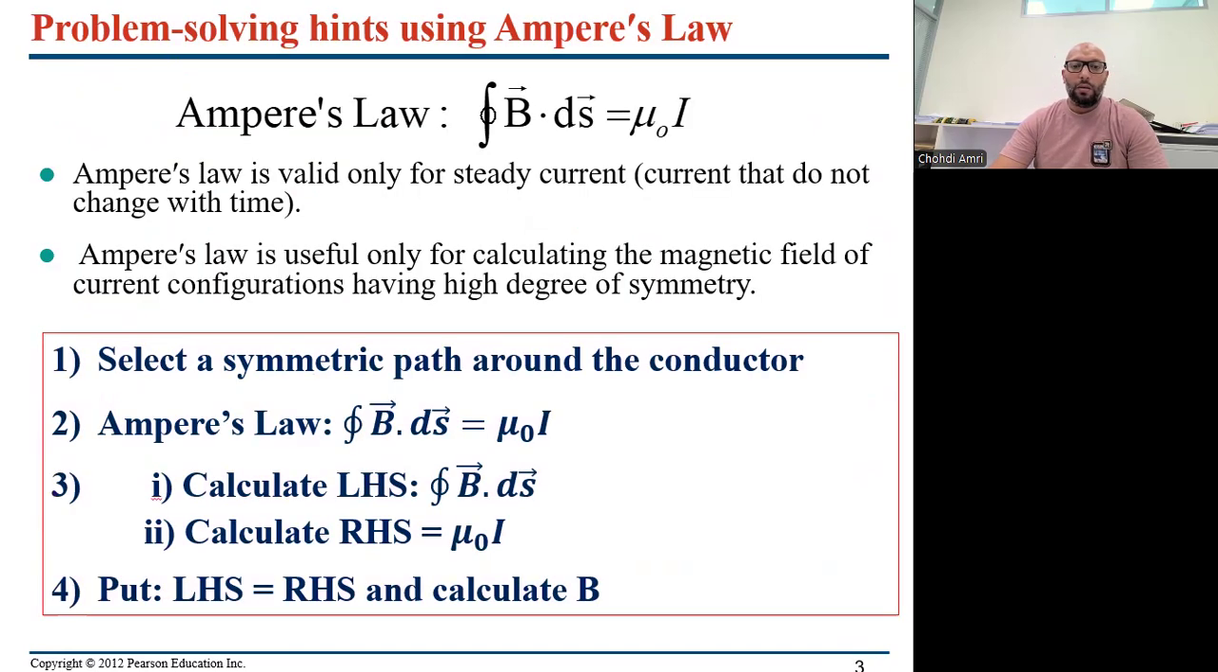So to apply Ampere's law, we have to follow these steps. Step number 1, select the symmetric path around the conductor. Step number 2, write Ampere's law: the line integral of B·ds equals mu naught multiplied by the current enclosed by the path. Step number 3, calculate the left-hand side. Step number 4, calculate the right-hand side. Step number 5, put the left-hand side equal to the right-hand side, and then calculate the magnetic field B.